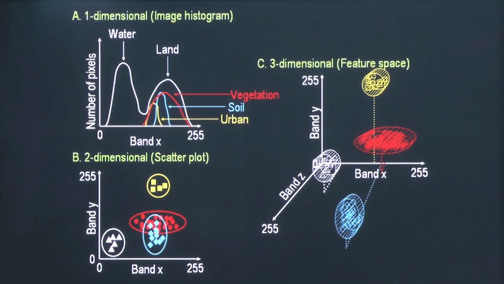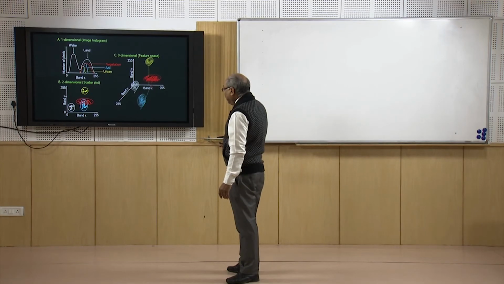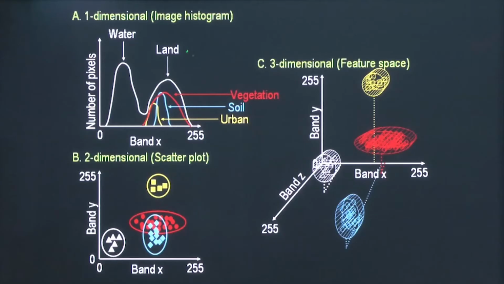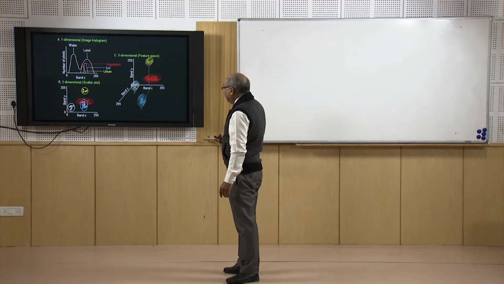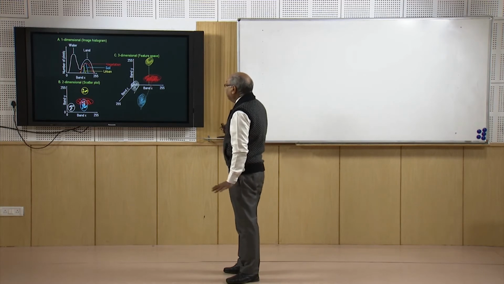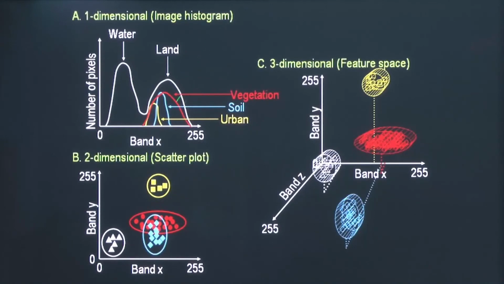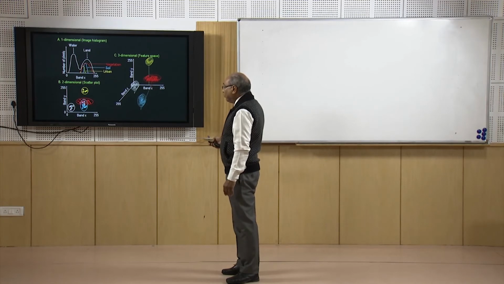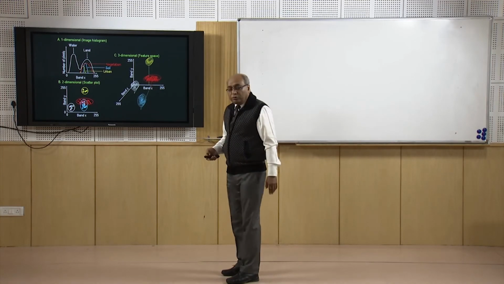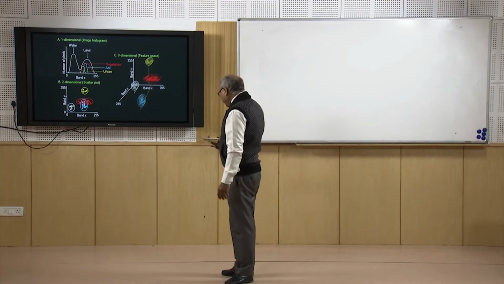So I can train my software that in these two bands or in three bands, this is the characteristic of a water body, these are the spectral characteristics of vegetation, this is the characteristic of urban or built up area, and likewise then I can classify more reliably. So instead of a 1-dimensional image histogram, we generally prefer a 3-dimensional histogram, or sometimes even a 2-dimensional histogram or a scatter plot can serve our purpose.